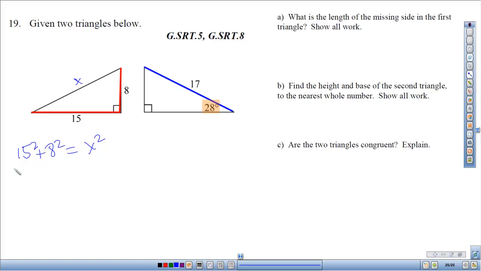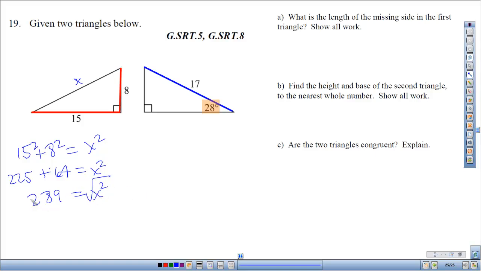15 times 15 comes out to be 225 plus 8 squared. Oh, why aren't I squaring that? Let me try again. 8 squared comes out to be 64, and all that is equal to x squared. And if you add those together, what is that? 289 is equal to x squared.